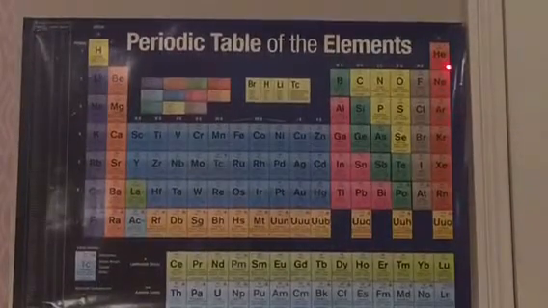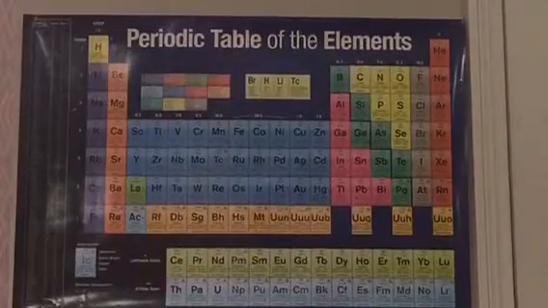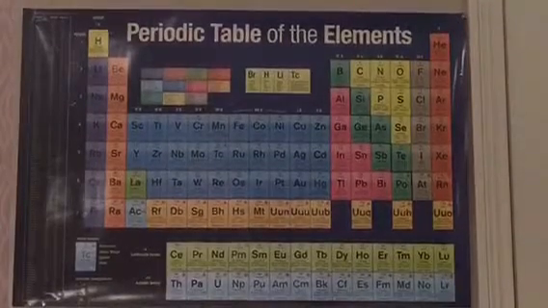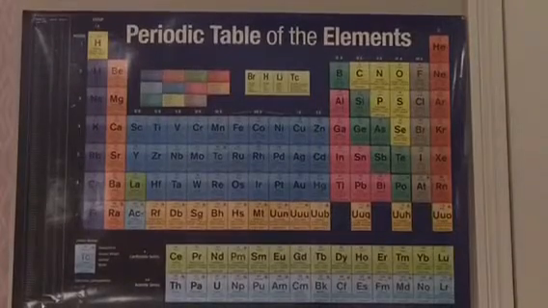The final group here are the noble gases. Noble gases have 8 valence electrons in the outer shell, except for helium, which only has 2. Their full outer shell makes each element stable.